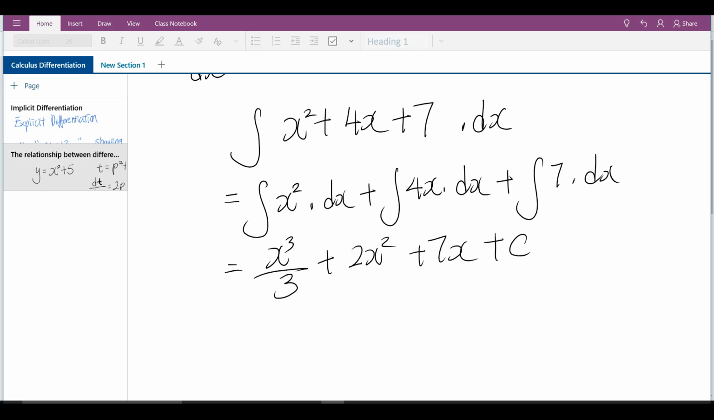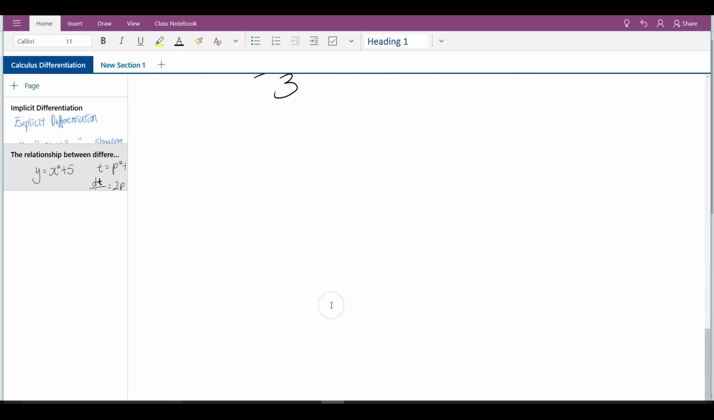A lot of people are not aware of this. So you can integrate them individually, or distribute the integral sign into each of the terms, if the operation between them is addition or subtraction. In multiplication, you can't. But something that you can do in multiplication is this.